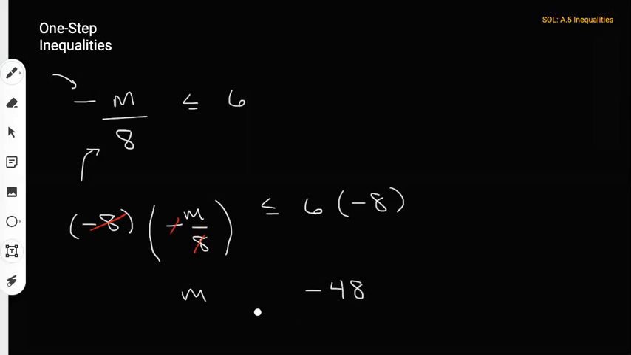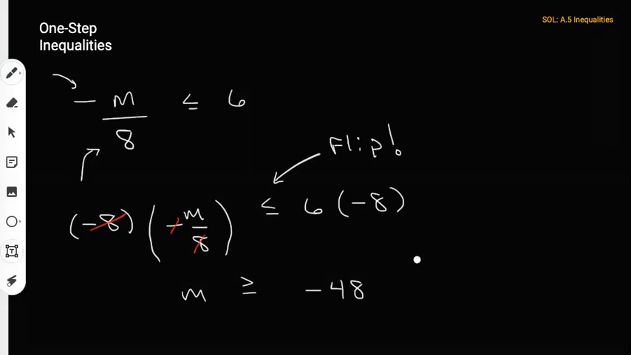Now, whenever I multiply or divide by a negative number, I'm always going to flip the inequality symbol. So I'm going to flip this, only because I'm multiplying by a negative 8. So the less than or equal to symbol is going to become a greater than or equal to symbol. So my answer is m is greater than or equal to negative 48.